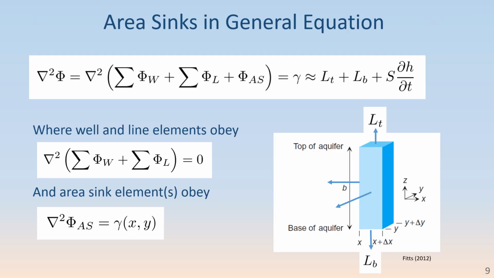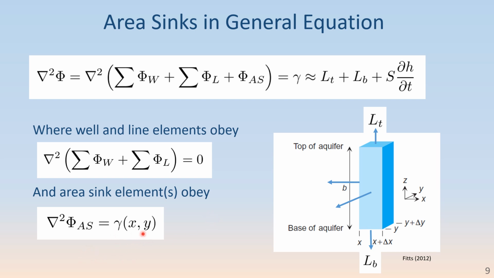Let's look again at the general equation in terms of the aquifer discharge potential here, this top equation. We are summing up contributions from well elements, line sink elements, or line elements, and area sinks. And the Laplacian, that's what this symbol is, of that summation is going to equal gamma, where gamma hopefully approximates the distributed source and sink terms: leakage out the top, leakage out the bottom, and flux into storage in a transient model. Now our well and line elements have a Laplacian equal to 0.